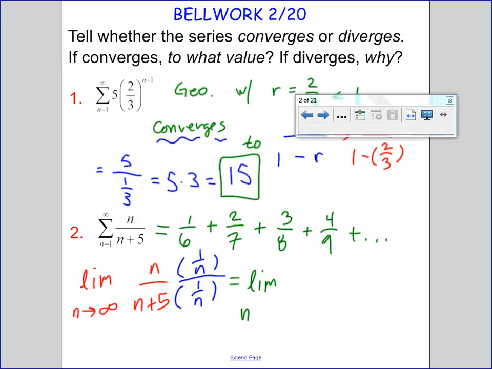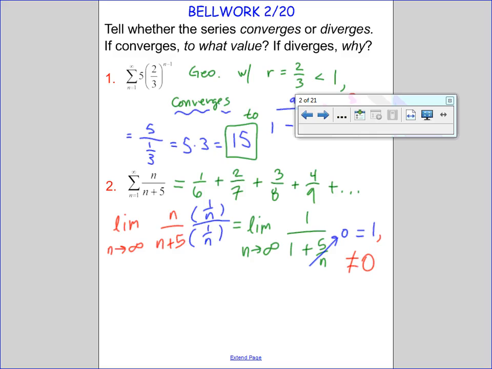So I'm getting the limit as n goes to infinity of 1 over n times n is 1, over 1 plus 5 over n. And now I can evaluate this as n goes to infinity. 5 over n goes to 0, and I'm left with the constant, which is 1. Since the limit of the nth term is 1, which does not equal 0, the series diverges. So we could say the series diverges by the nth term test.